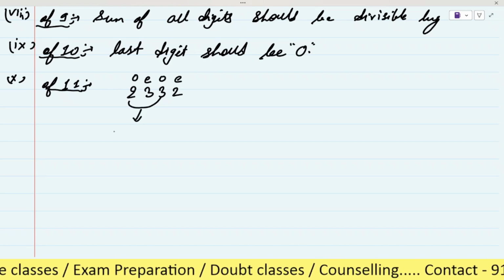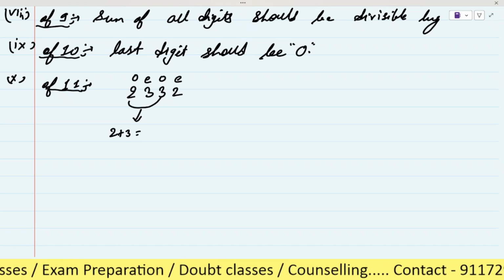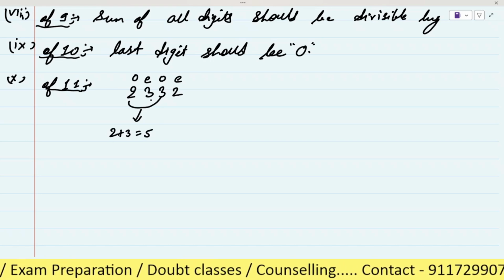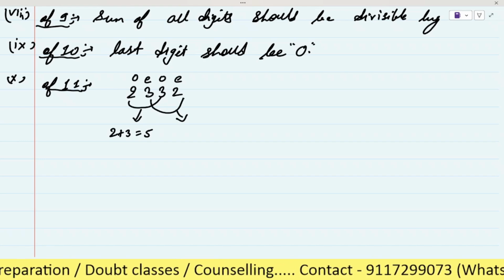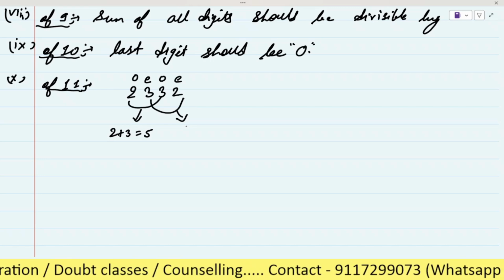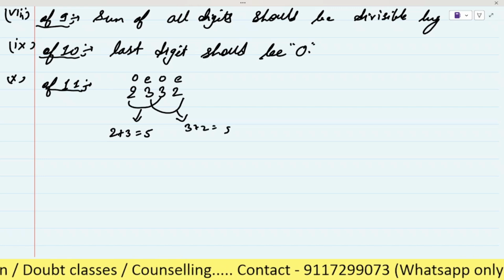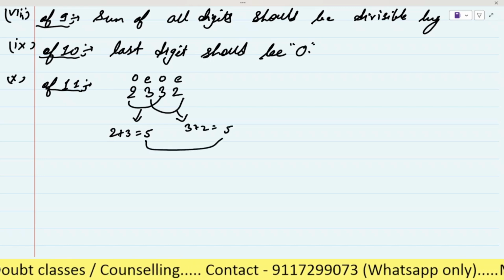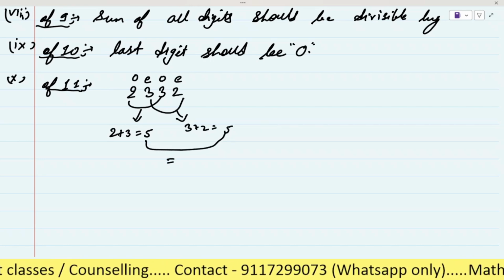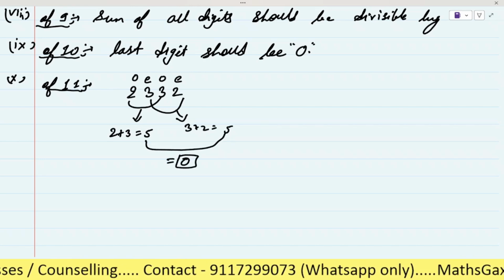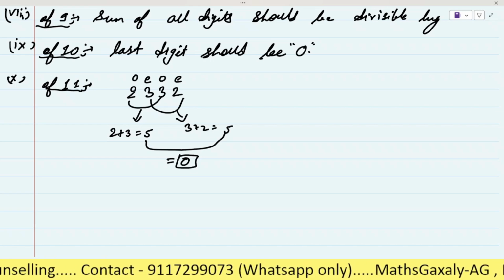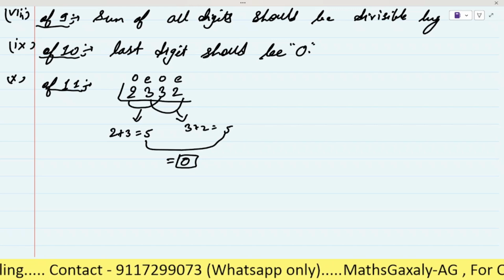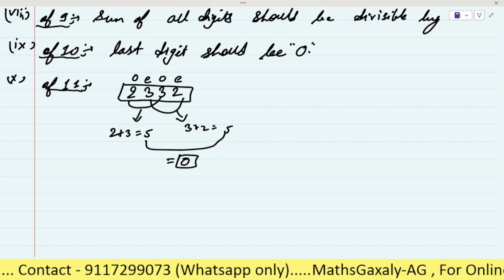So 2 plus 3, what will it be? 5. And now add the even places. 3 plus 2, what will it be? 5. Now subtract these two, 5 minus 5. We will get 0. As 0 is a multiple of 11, it means the given number is also a multiple of 11, so it will be divisible by 11.